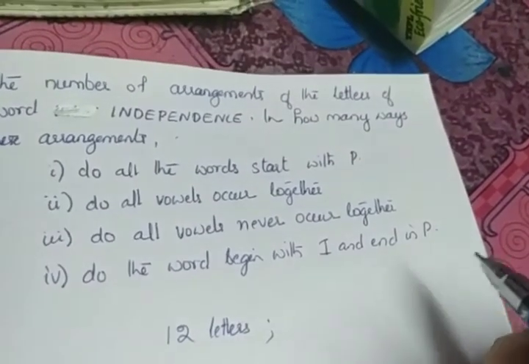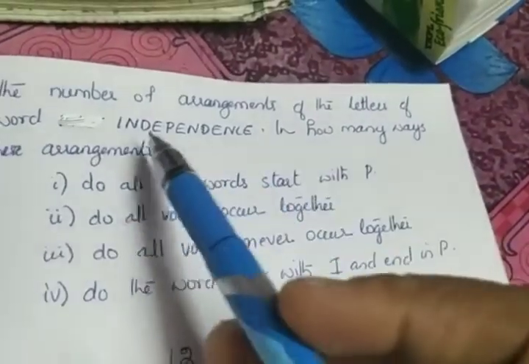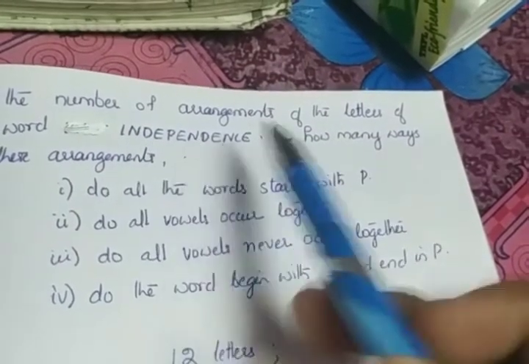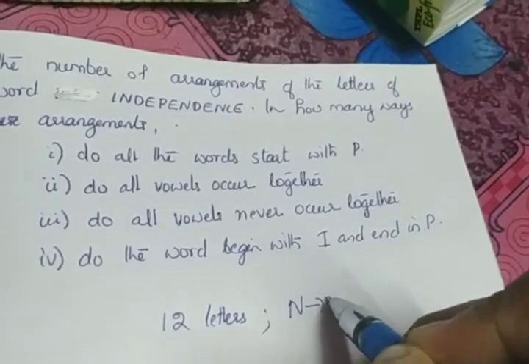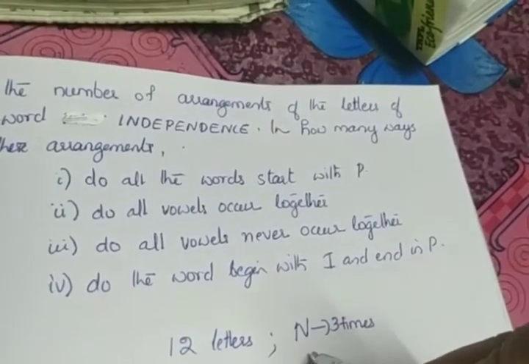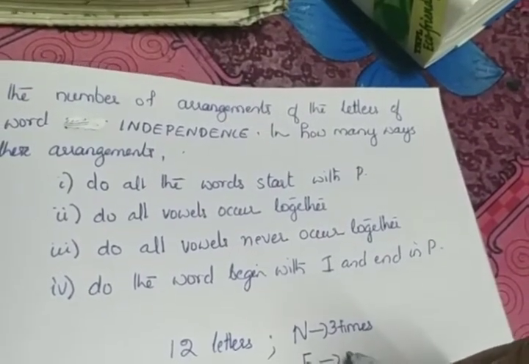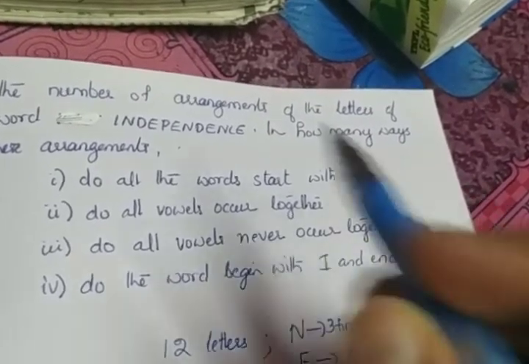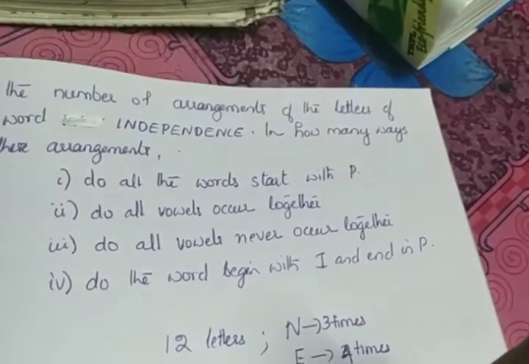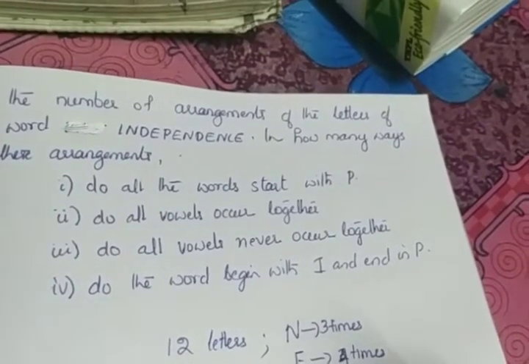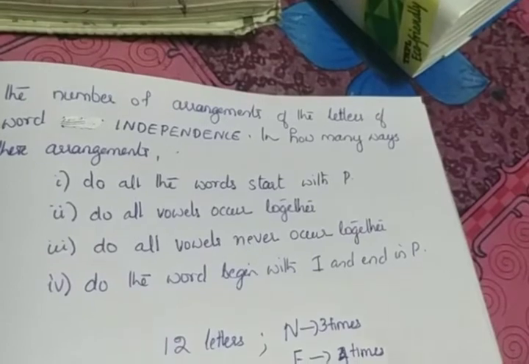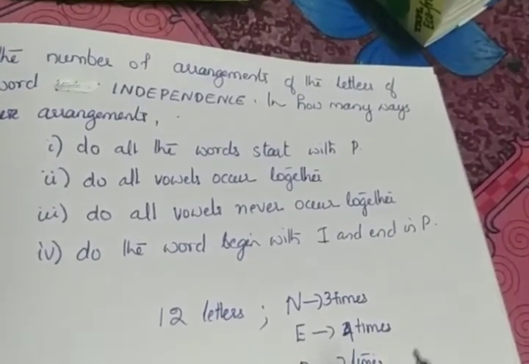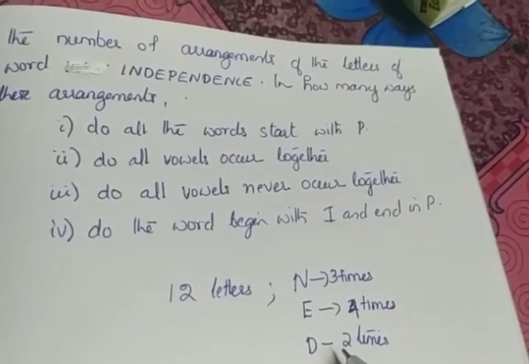The next thing you have to check is whether any letter is repeating or not. I is not repeating. N repeats. How many times? 1, 2, 3. So N repeats 3 times. What about the next letter E? E repeats 4 times, isn't it? Again, D repeats 2 times. And all other letters are distinct. So N repeats 3 times, E repeats 4 times, and D repeats 2 times.